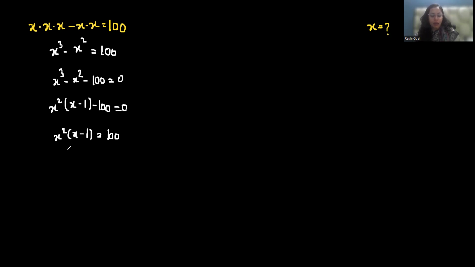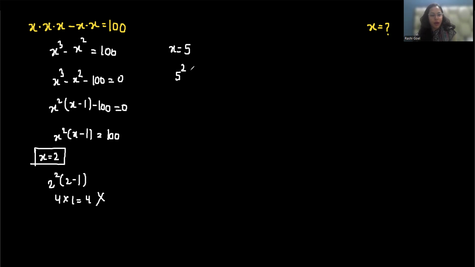So I am taking x equals 2. So 2 square, 2 minus 1: that is 4 times 1, which is 4. It's too small. So now take x equals 5.